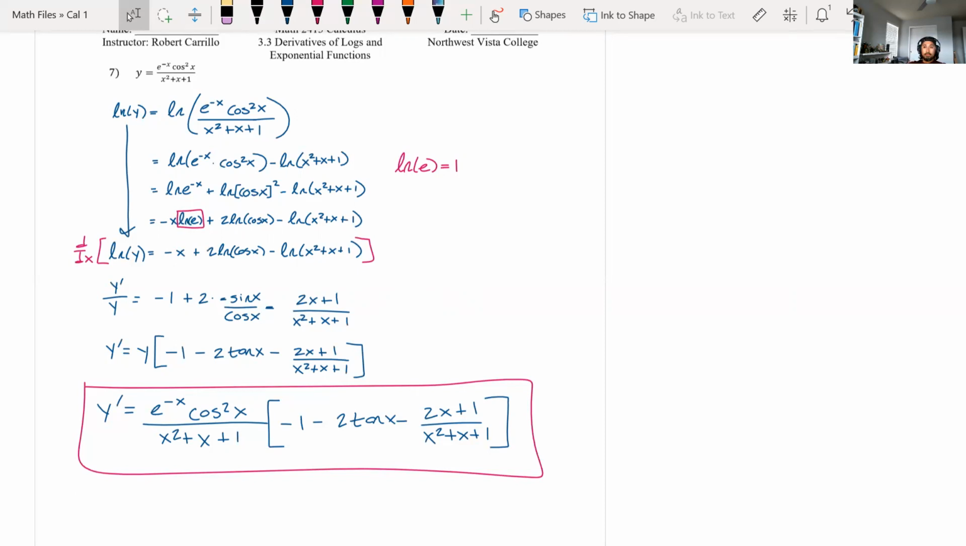How did the 2 become negative 2 tangent? Because when you do the chain rule derivative for natural log of cosine, what is the derivative of cosine? Negative sine. So that negative came there, right? And then the 2 times the negative sine over cosine becomes negative 2 sine over cosine, or negative 2 tangent x.